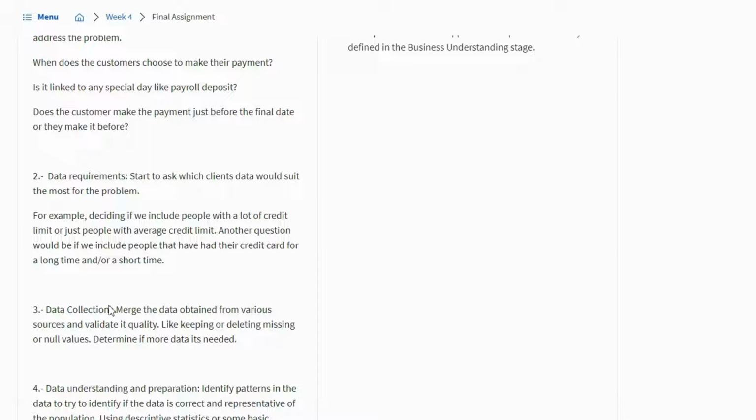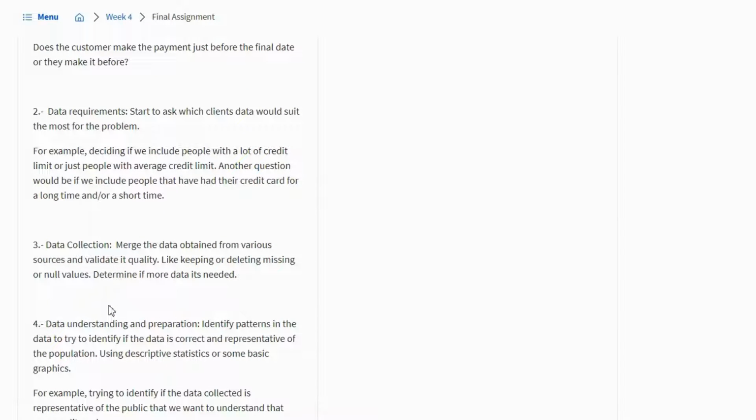Now the survey can be answered in various ways. There is not a particular way where people are going to answer in a particular structure. So you have to clean the data, you have to prepare the data for the analysis. All these things are done in data collection, data understanding and preparation.